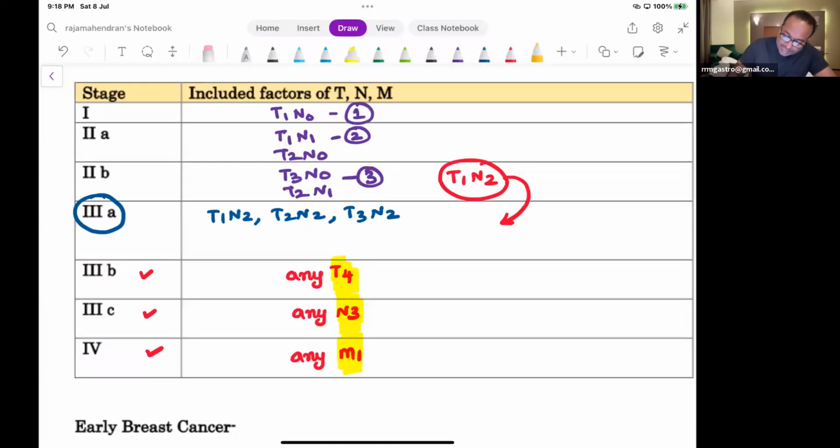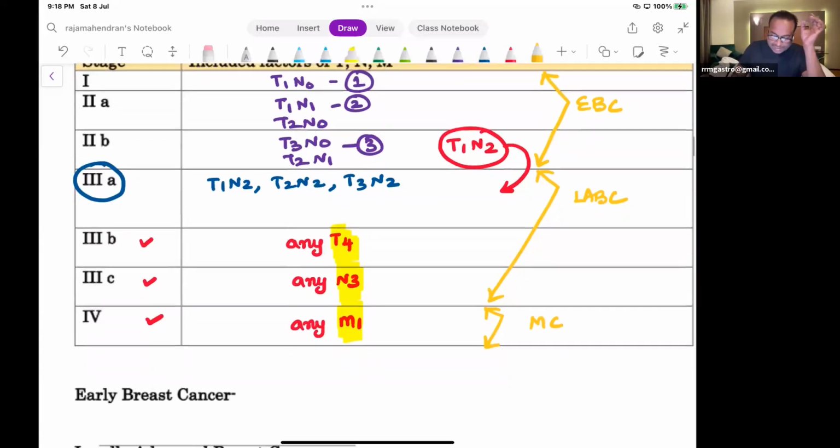In this category, 1, 2A, 2B are known as early breast cancer. 3A, 3B, 3C are known as locally advanced breast cancer. 4 is known as metastatic cancer. As surgeons, we are least bothered about the simple staging. Our aim is to know whether it is early breast cancer, locally advanced breast cancer, or metastatic cancer.